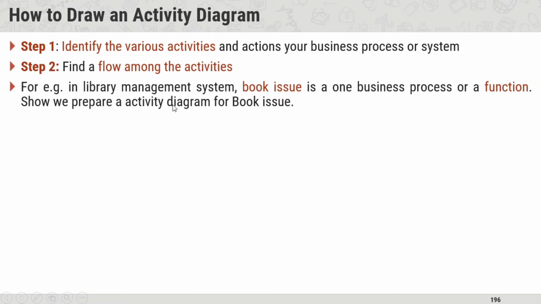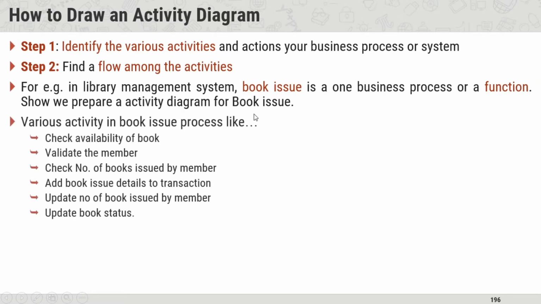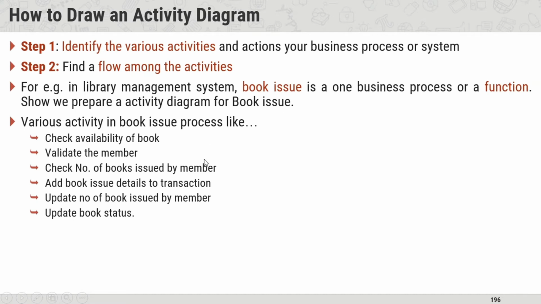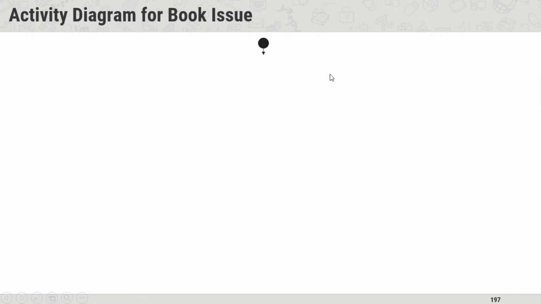For example, in a library management system, book issue is one business process or function, so we prepare an activity diagram for book issue. The various activities in the book issue process are: check availability of book, validate the member, check number of books issued by member, add book issue details to transaction, update number of books issued by member, and update book status. So for this one functionality, book issue, we will take the activity diagram.